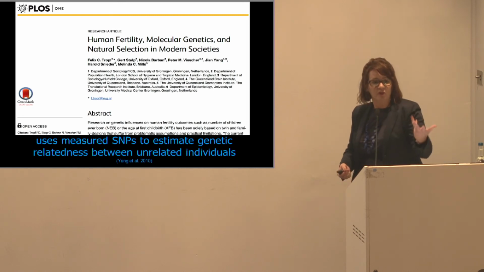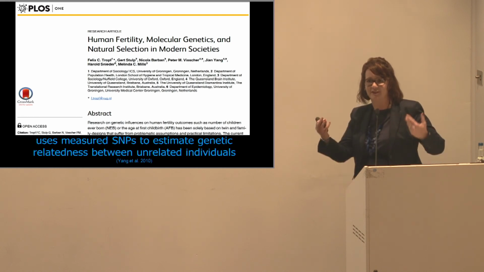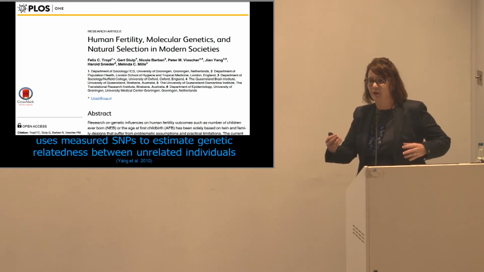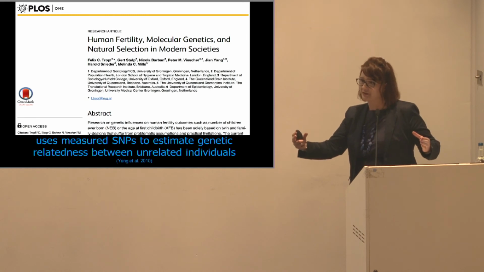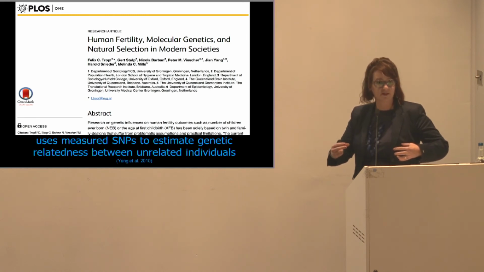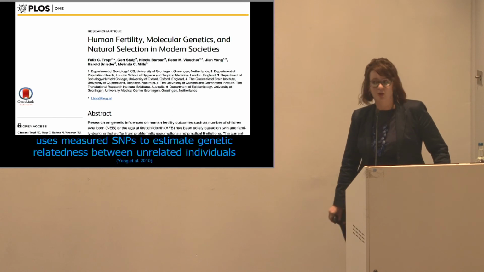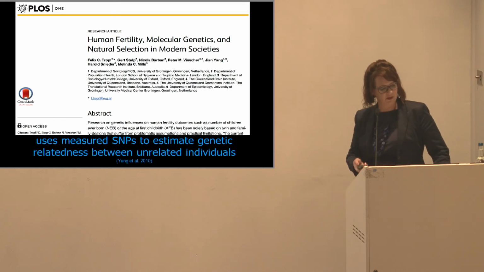So James and I might be 10% related, and Gillian and I might be 50% related. And you can look at people that are unrelated in a data set and look at their genetic relatedness and see the relationship to the phenotype or outcome.